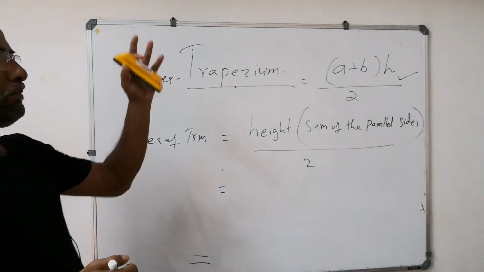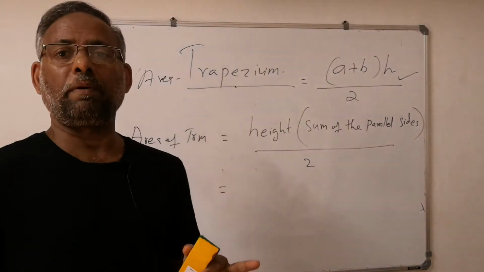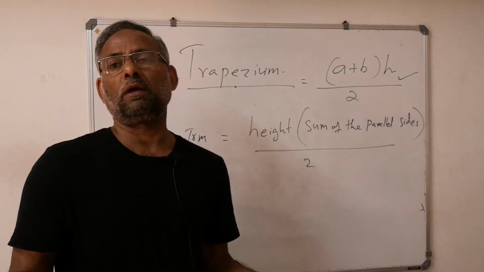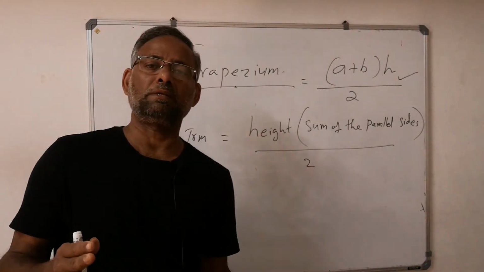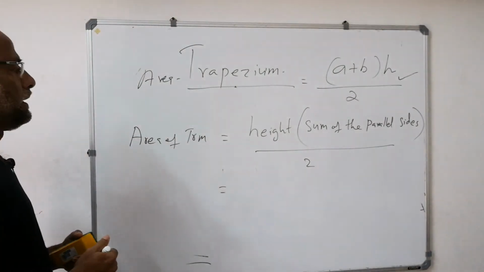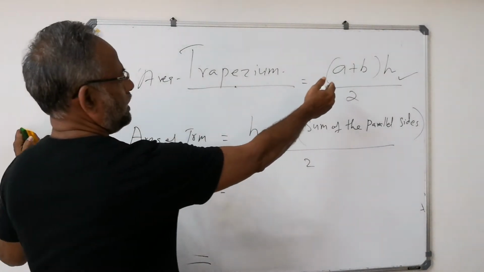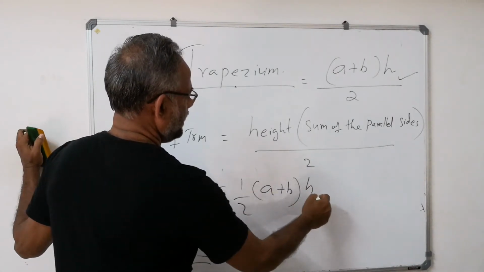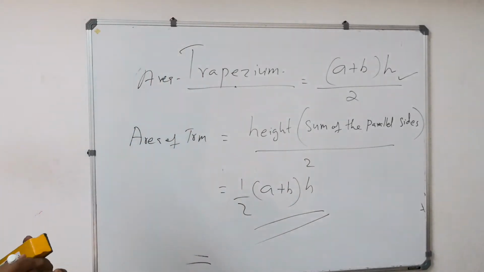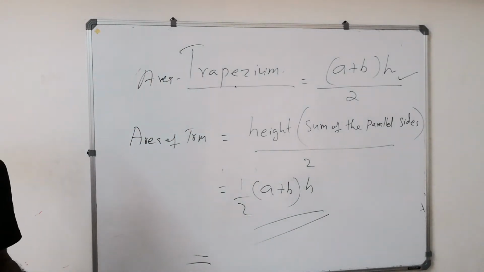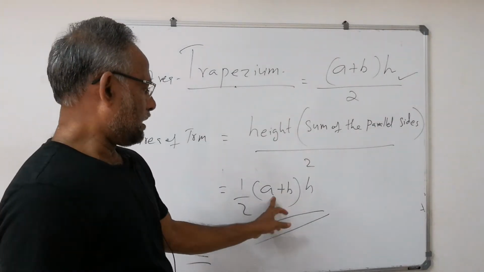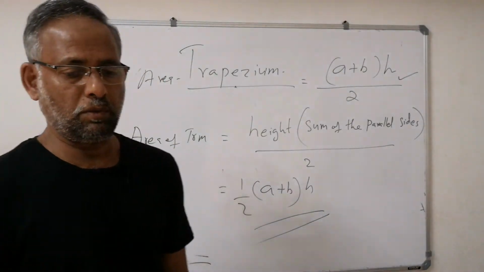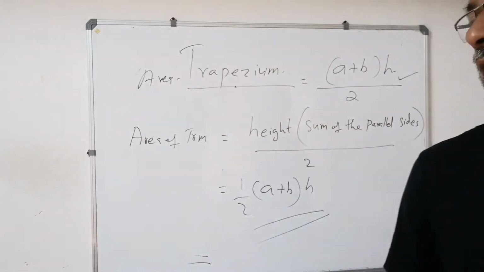Remember that A and B are the parallel sides. Only one pair of parallel sides we have. Two pairs of parallel sides means it is a parallelogram. Okay, you know the parallelogram is a trapezium. Parallelogram is a trapezium, but trapezium is not a parallelogram. One pair is parallel. So this formula I can say half into A plus B into H. Remember the formula. Half into A plus B into H. That means sum of the parallel sides into height divided by 2. Study the formula, because H is there.